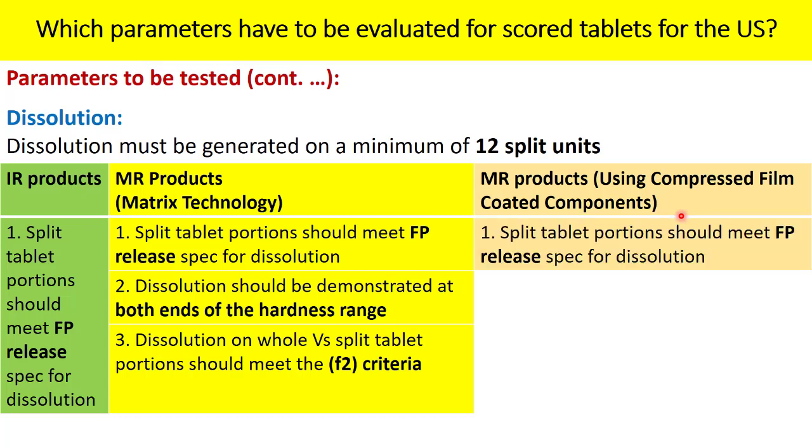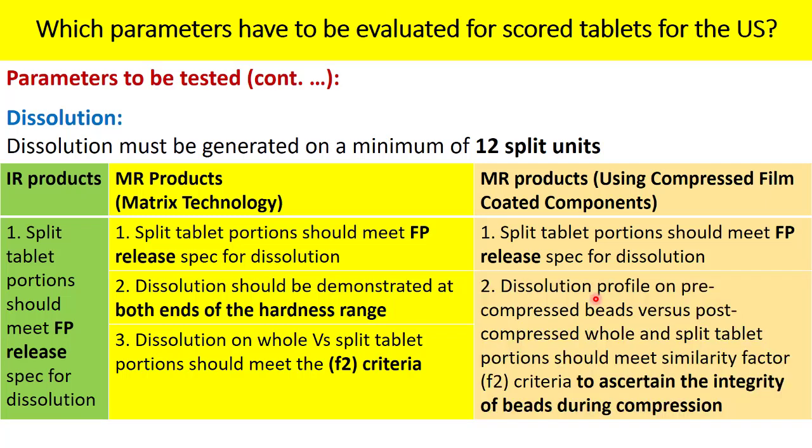So the split tablet portion should meet the finished product specification at the release time. This is again common for this category of product too. And the second requirement is what now? Dissolution profile on pre-compressed beads versus post-compressed whole and split tablet portion should meet the similarity factor, that is the F2 criteria, to ascertain the integrity of beads during compression. Now this point needs to be understood well.